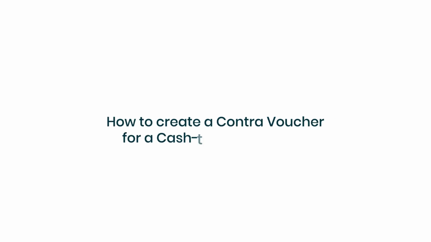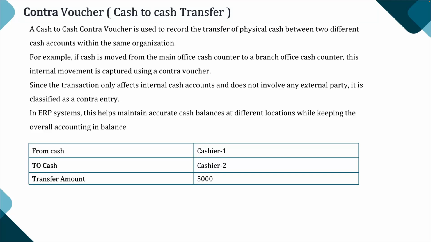Let's see in this video how to create a Contra Voucher for cash-to-cash transfer. A cash-to-cash Contra Voucher is used to record the transfer of physical cash between two different cash accounts within the same organization. For example, if cash is moved from the main office cash counter to a branch office cash counter, this internal movement is captured using a Contra Voucher.